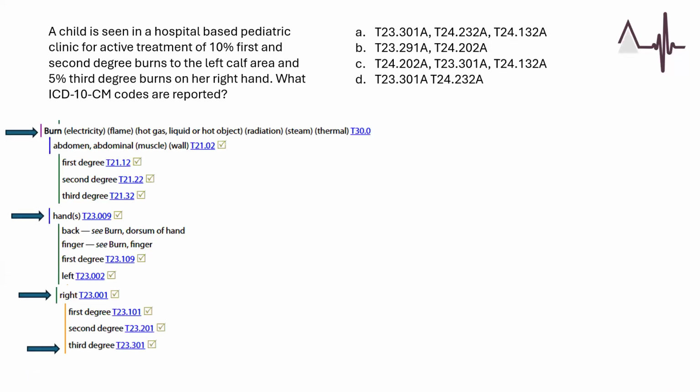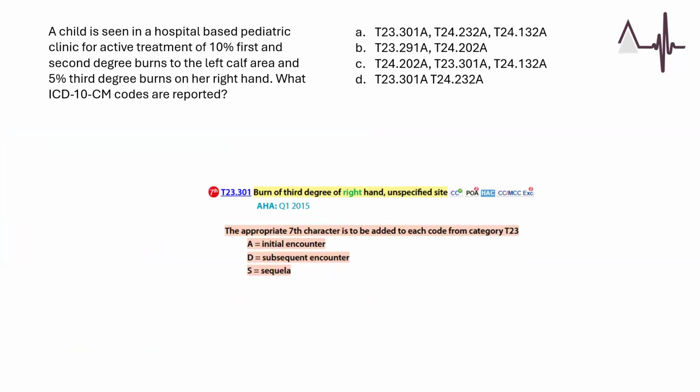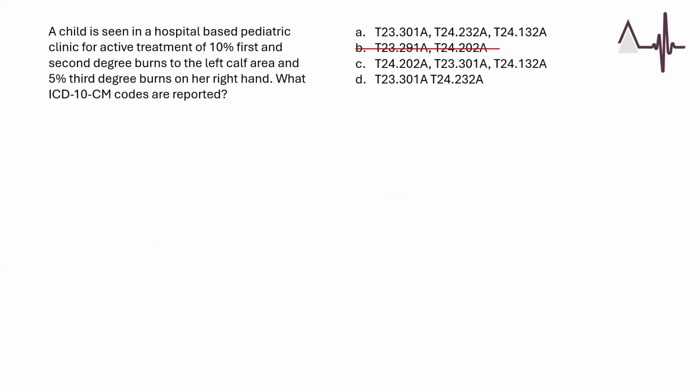In the ICD-10 alphabetic index, look for burn, hand, right, third degree, directing you to T23.301. In the tabular list, a seventh character is reported for the initial encounter, which is active treatment. It would read T23.301A. When we review the answers, that choice is not included in B, so we would eliminate that choice. We also know that it must be listed first as it's the highest degree of burn, so that eliminates C for us.